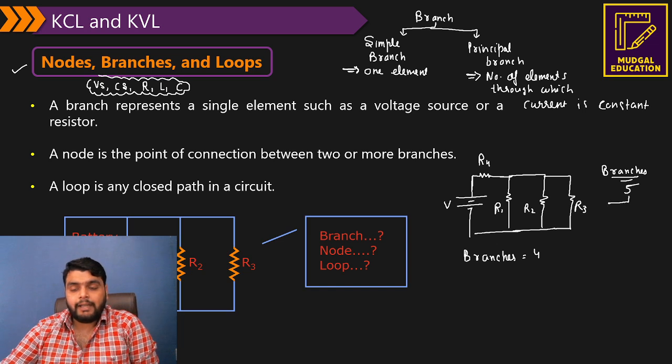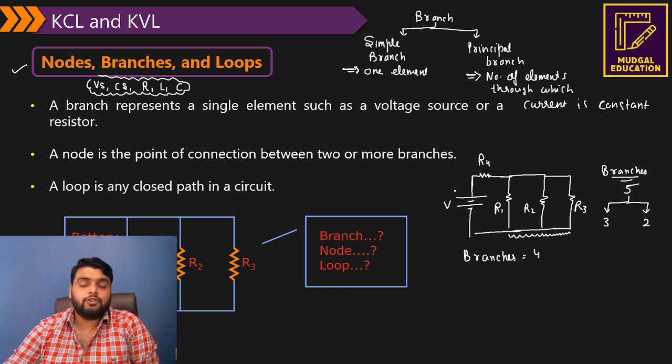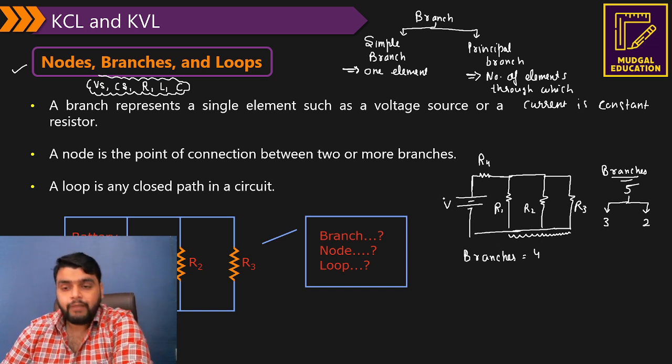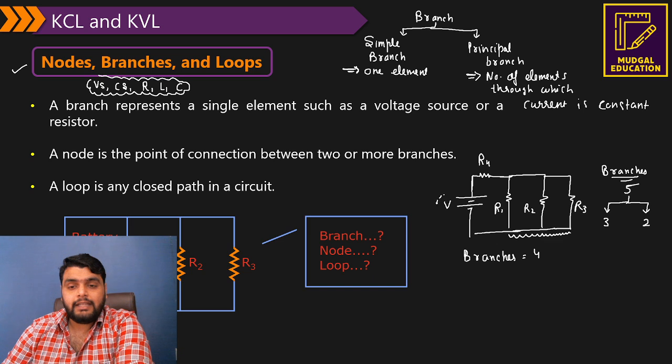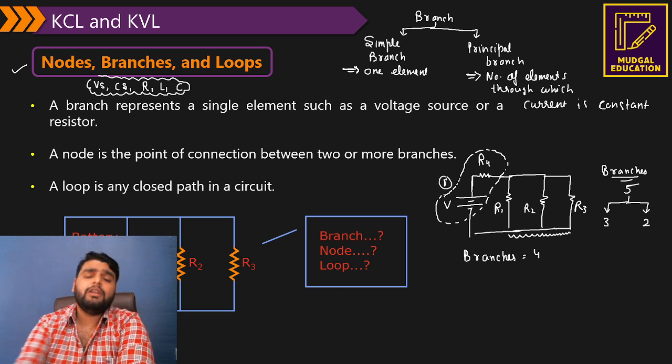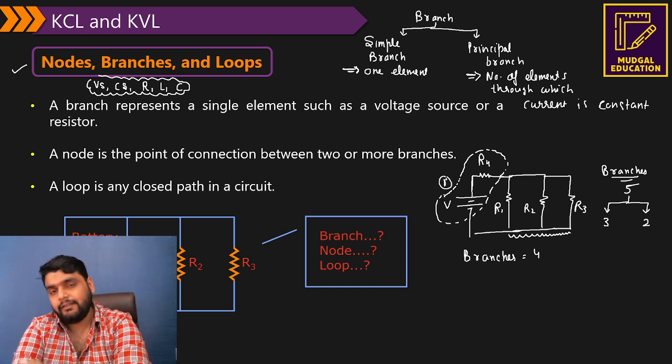But if you divide these branches according to simple and principal branches, what you will say, sir, how many simple branches here? We have 3 simple branches, and we have 2 principal branches. And there is one more point. The current flowing through these two branches is the same, so we are going to count it as one branch. Now why is it important?